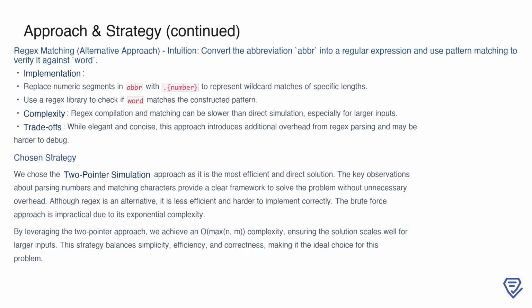The two-pointer method achieves the ideal balance of simplicity, efficiency, and correctness, making it the optimal choice with a time complexity of O(max(n, m)). This ensures the solution scales well even for larger inputs.